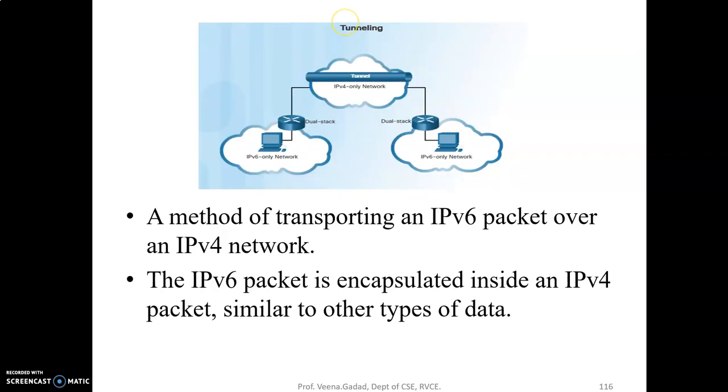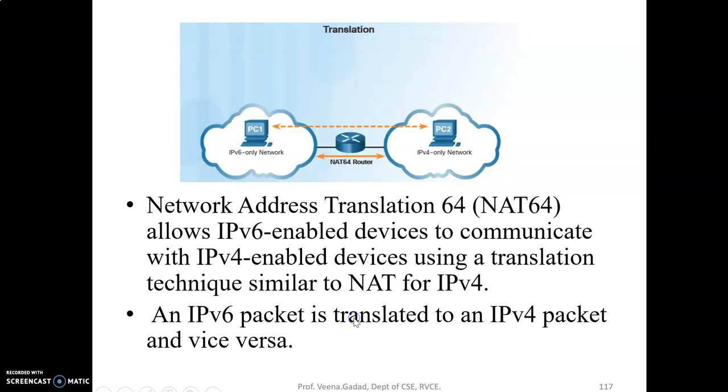Making use of tunneling, we have already seen this. It is a method of transporting an IPv6 packet over an IPv4 network. So your IPv6 packet basically goes as a datagram into your IPv4 packet. The IPv6 packet is completely encapsulated inside an IPv4 packet, similar to other types of data. So your IPv6 packet is transmitted as some other data inside your IPv4 packet.